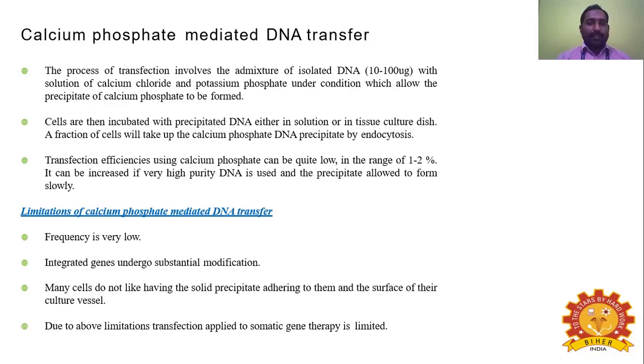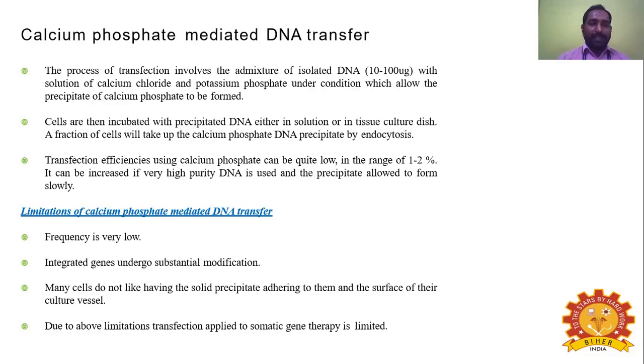DNA, it is taken up by endocytosis mechanisms. And if you see the concentrations, there is the concentration and also the efficiency. The efficiency of calcium phosphate can be quite low compared with the other methods, ranging about 1 to 2%. And this efficiency can be increased with high purity DNA in the experiment.